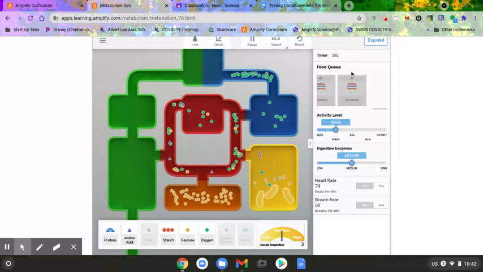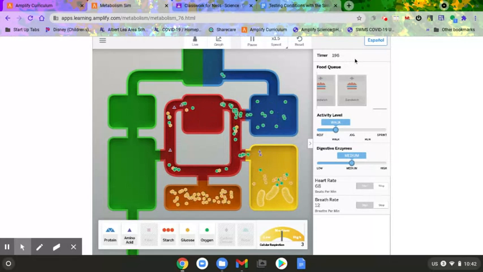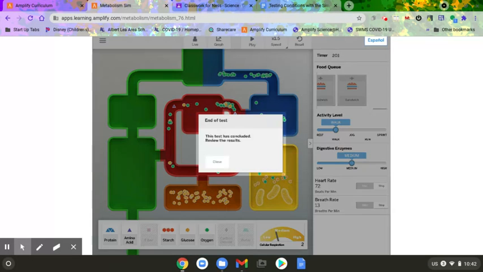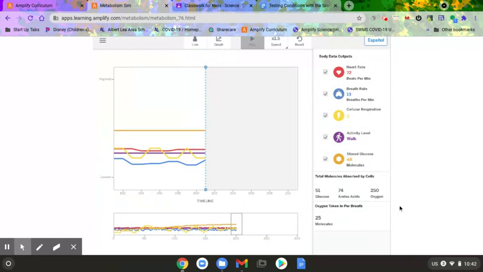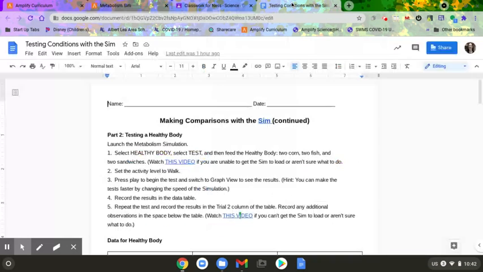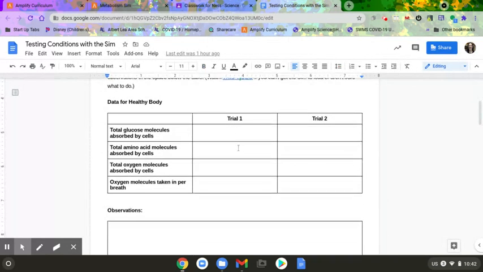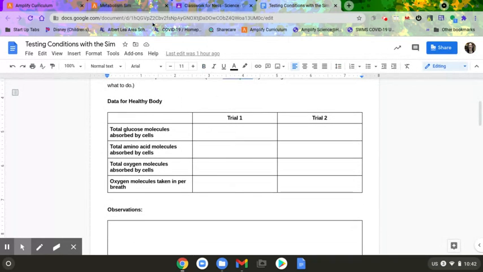Timer will run for about 200 seconds, and then it should tell us that we're at the end of the test. Here we go. We're going to hit close. And then we come up here to the graph button. And in the graph button, what we want to know is this information in the bottom right-hand corner. So we would record these results on this document here, for Healthy Body, Trial 1.